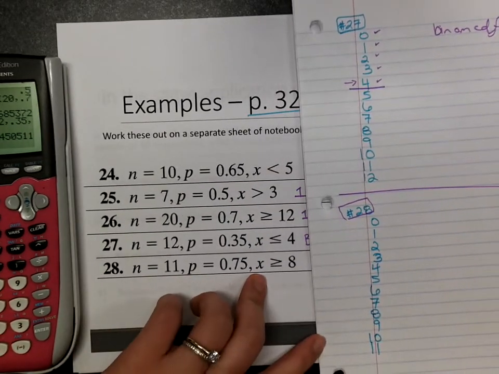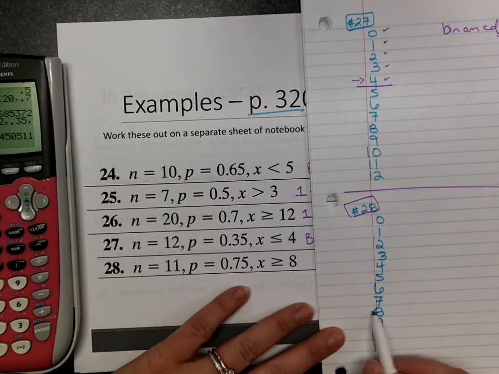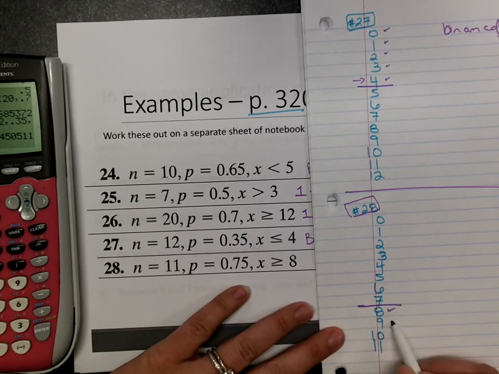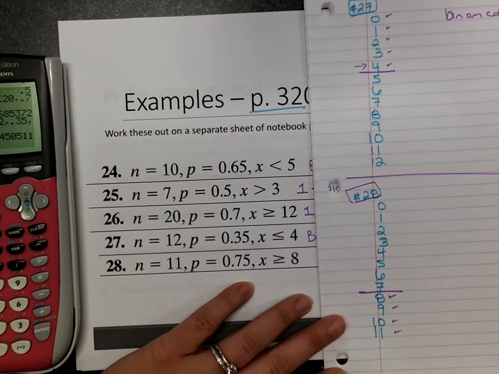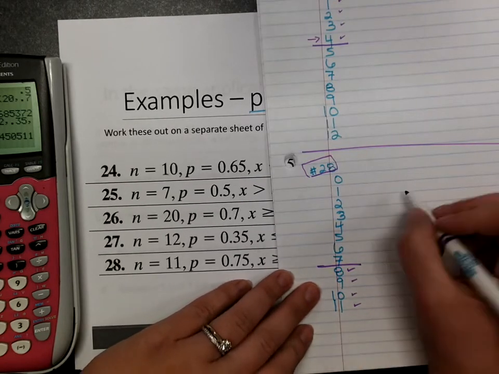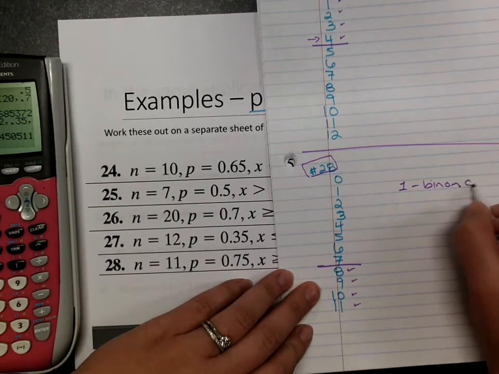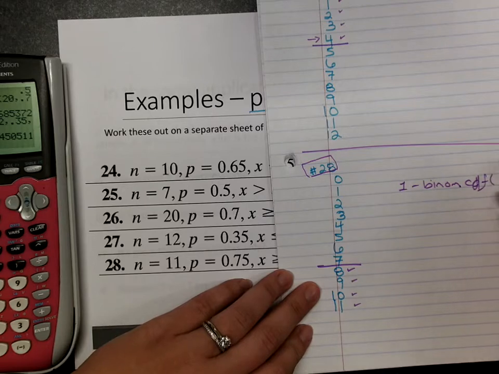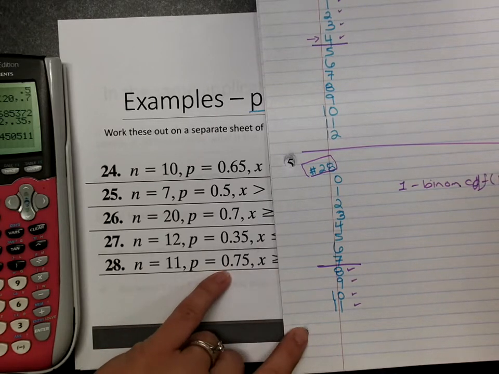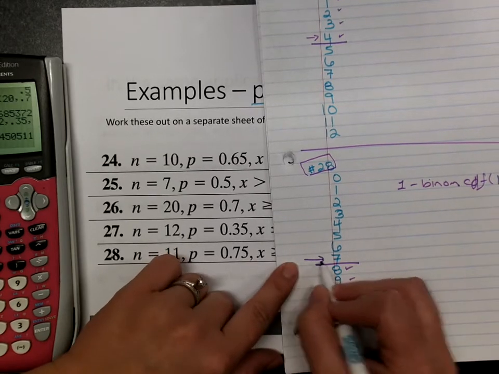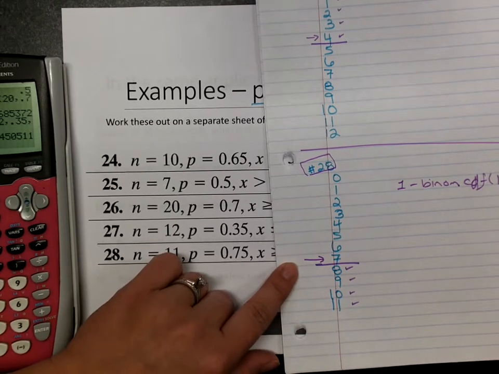X is greater than or equal to 8. Greater than or equal to 8. So we want 8, 9, 10, and 11. So that's where we draw our line. Because we want the greater than side, we're going to have to do 1 minus binomial CDF. Sample size is 11, .75 is the probability of success. And remember, the calculator goes to right above the line, which is 7.